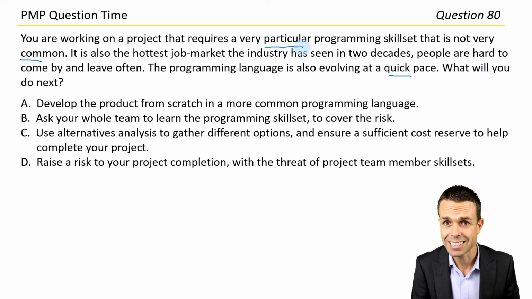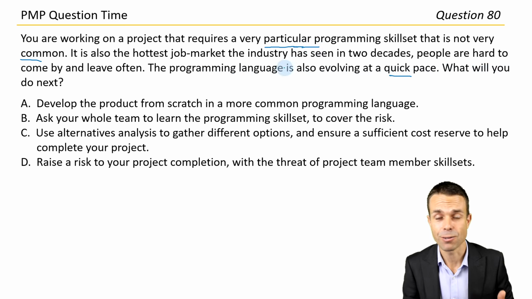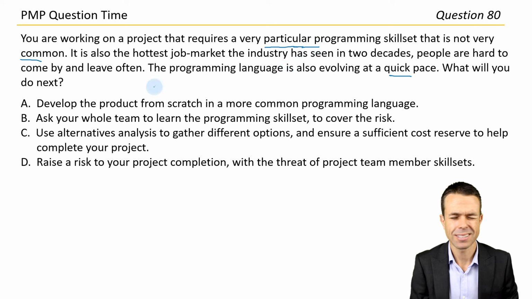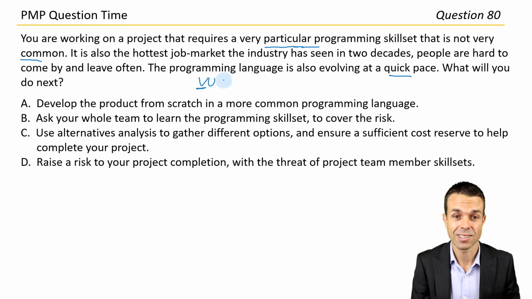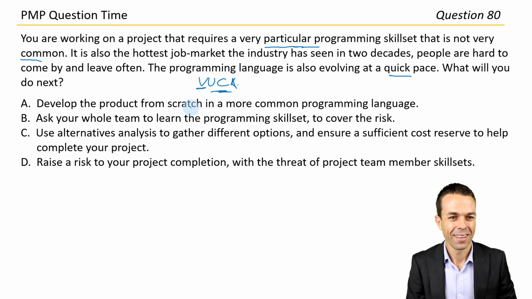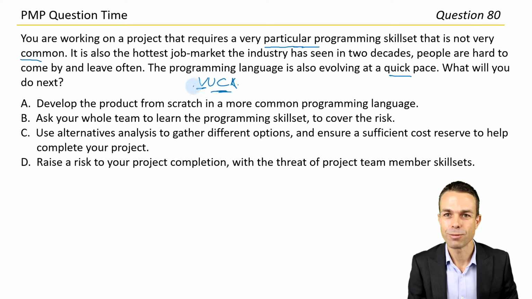Okay, so we need this programming skill. People are hard to find. How do we work with this? So is this another one of our VUCA things? Is it volatility? It sounds like it could be a volatile environment. And I think we've done all the others, so that might be a clue for us. All right, how do we deal with volatility?